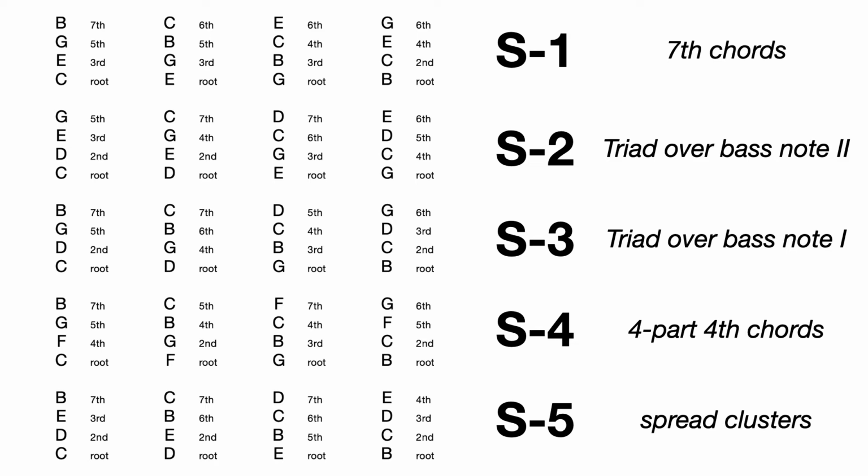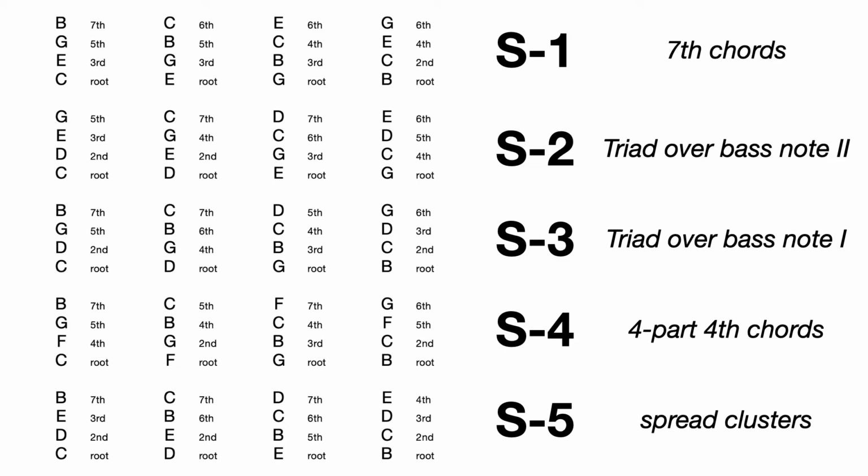These are seventh chords. S2, in Mick Goodrick's books, the Chord Almanacs, he designates as the triad over bass note 2 group, or the TBN2 group. What I am designating as group 3, or S3, he designates as the triad over bass note 1, or the TBN1 group.